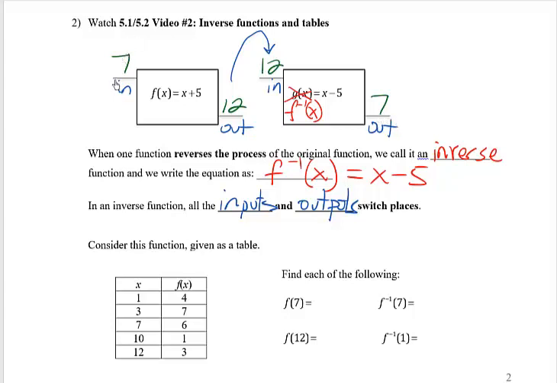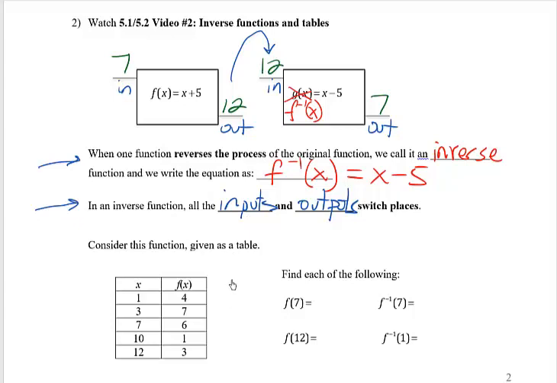We had earlier the 3 going in and 8 coming out for the original, and 8 went in and 3 came out for the inverse. Both of these definitions, I think, are helpful in terms of keeping in mind what an inverse function actually is and does. Okay, so with that as a little bit of background, let's go ahead and try an example.